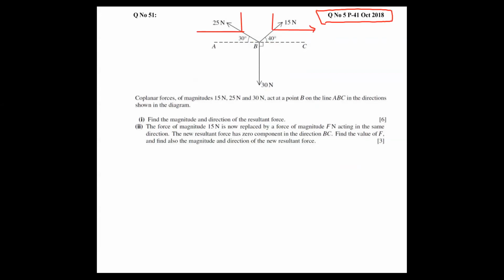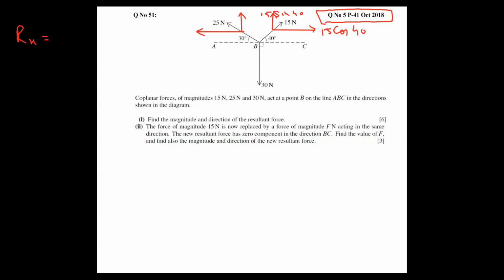Similarly here, parallel to x and parallel to y. So we can do it now, easily. He said to find the magnitude. First of all, I'm writing Rx. Rx, as I said before, right side is positive, left side is negative. And this becomes 15 cos 40, and this top is 15 sine 40. And this is 25 and 30.